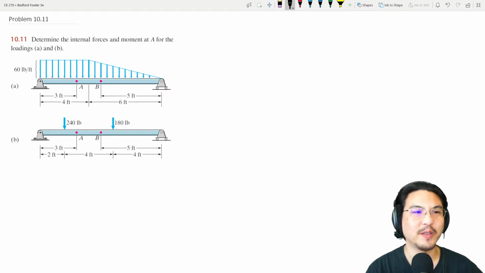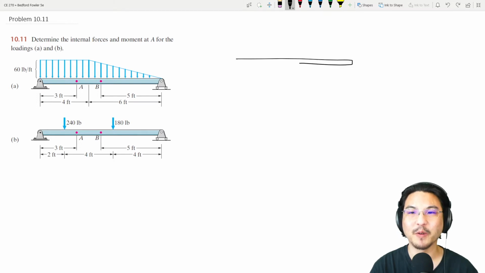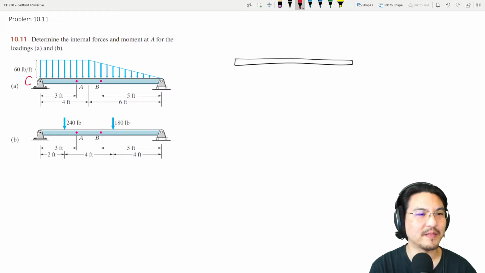Everybody. So this problem includes an important lesson, so let's give it a try. So we have this beam with a distributed load. So what's the first thing we do? Draw the free body diagram. Let me label this pin. I'll call the pin C and roller D.